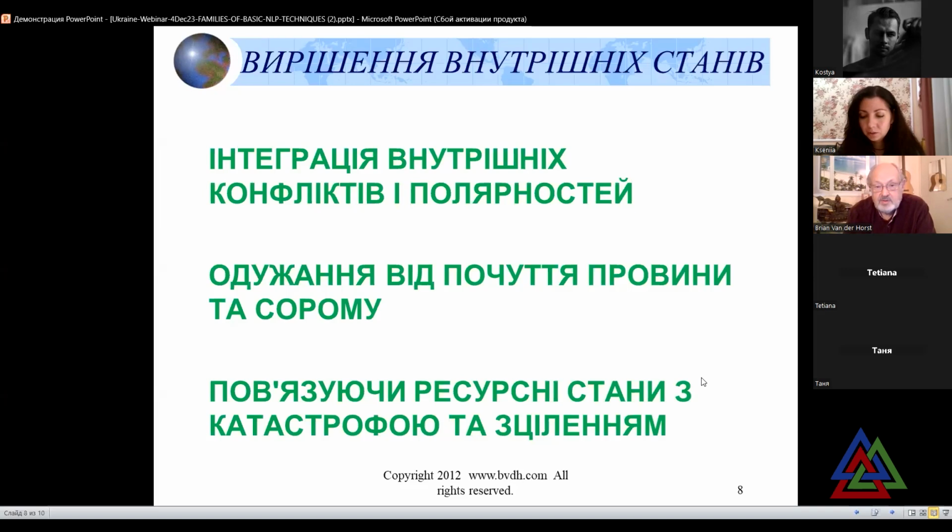And the techniques about how to have these resources and these abilities present in the future.